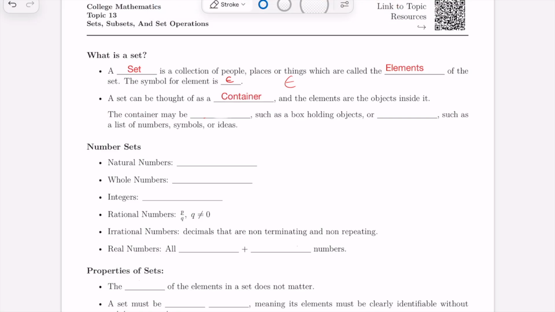Now, a set can be thought of as some type of container with the objects inside it. The container can either be physical, such as a box holding things, or it could be abstract, more like a list. So maybe symbols, ideas, etc. Now, a lot of people, when they think of sets and subsets, especially in a math class, think specifically of numbers. So let's talk about some of the more famous number sets that we have.